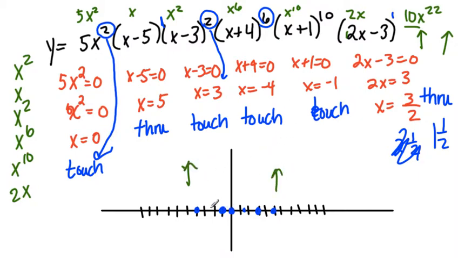So what happens at -4? At -4, I touch it. At -1, I touch it. At 0, I touch it. At 1 and 1/2, which is here, I would go through it. At 3, I would touch it. And then at 5, I would go through it. Evens, I touch it. Odds, I go through it. And that's it. I hope that helps with your quiz.